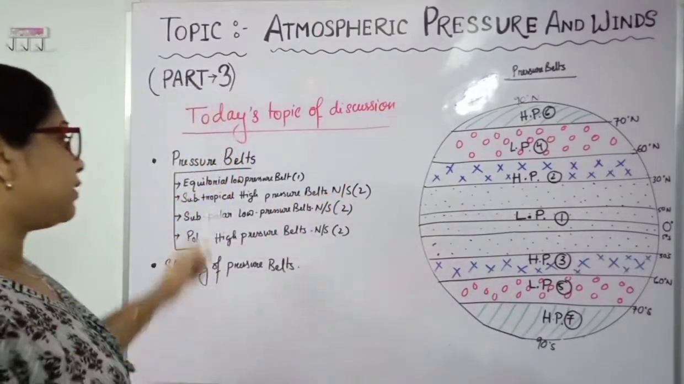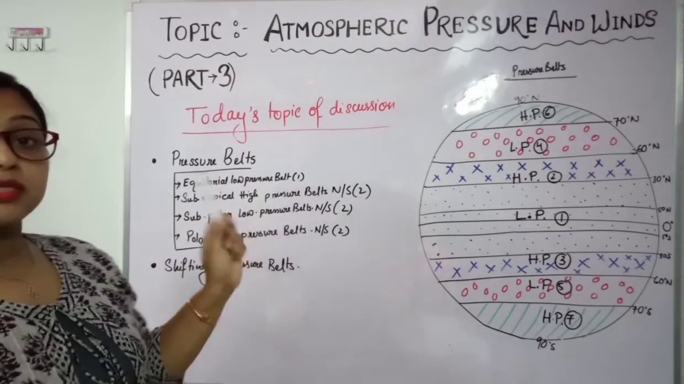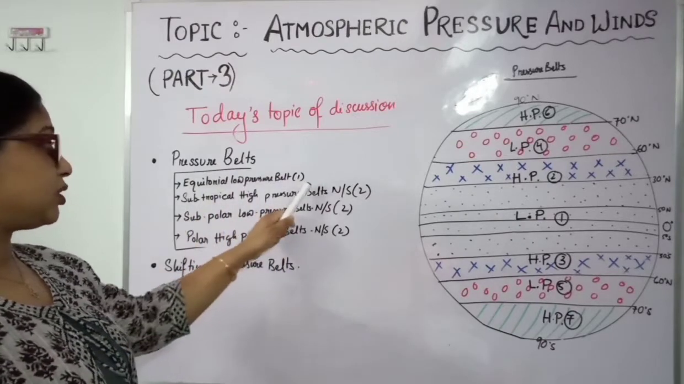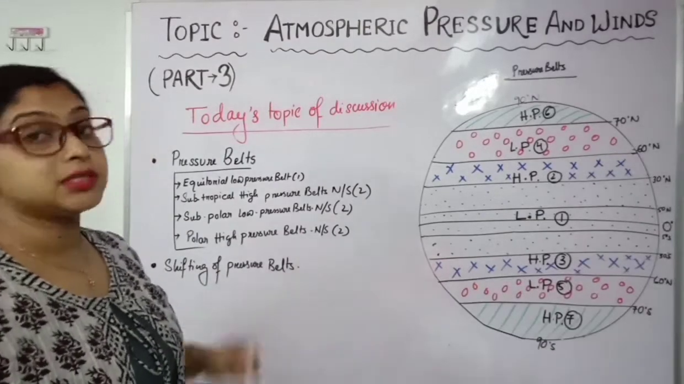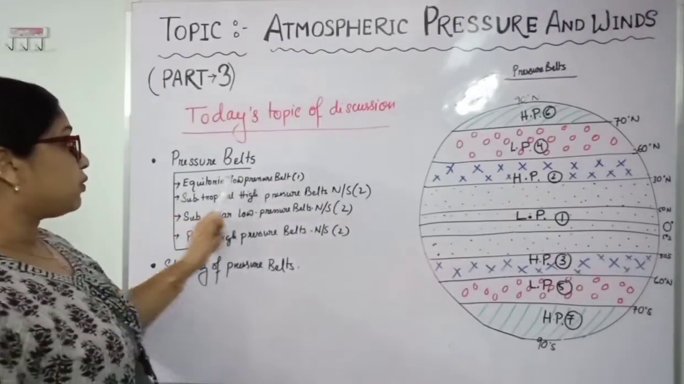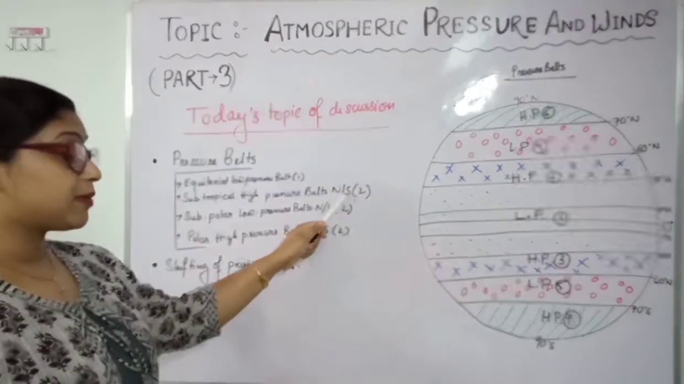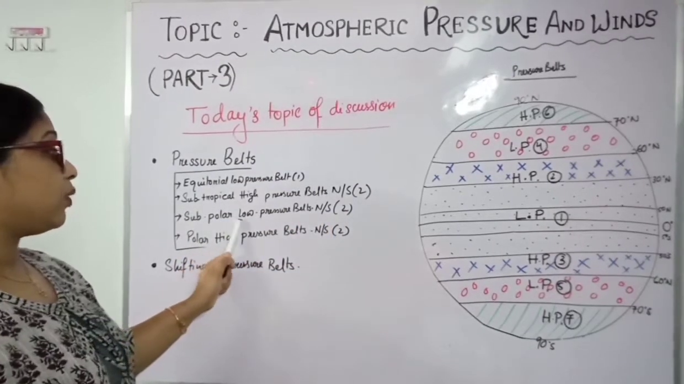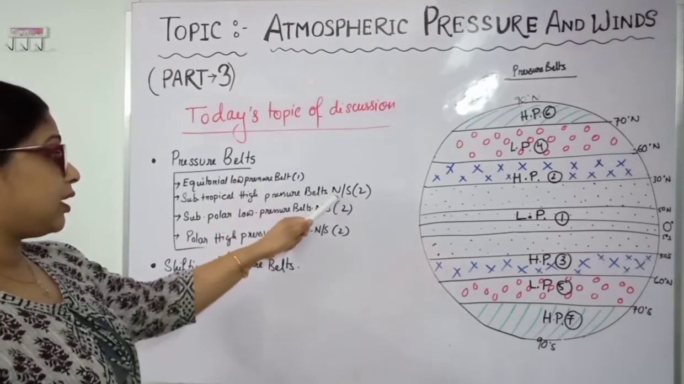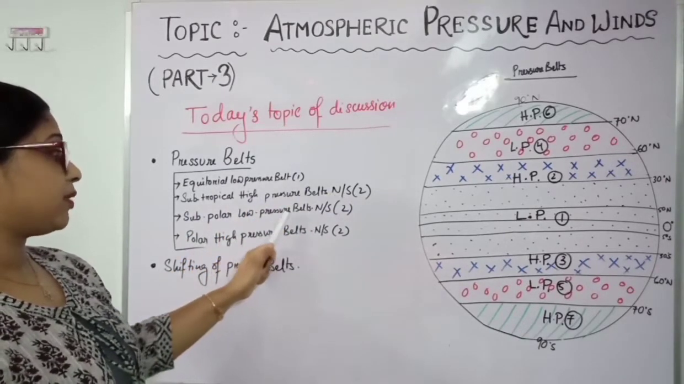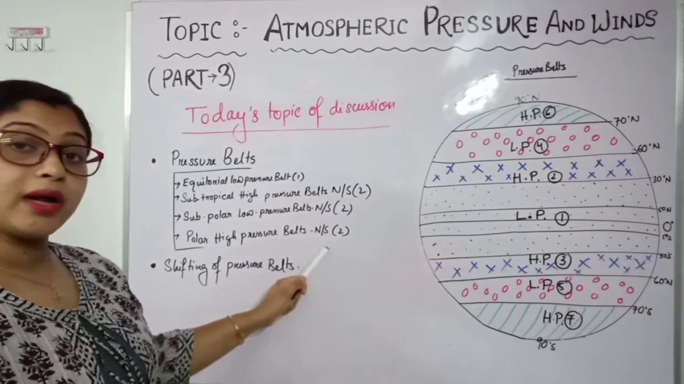Here I have written the names. You can see the equatorial low pressure belt. This is single; except for the equatorial low pressure, all these 3 names are in pairs, meaning for the northern hemisphere and the southern hemisphere. So: the equatorial low pressure belt, then the subtropical high pressure belts in the northern and southern hemispheres, then the subpolar low pressure belts in the southern and northern hemispheres, and then the polar high pressure belts in the northern hemisphere and southern hemisphere.